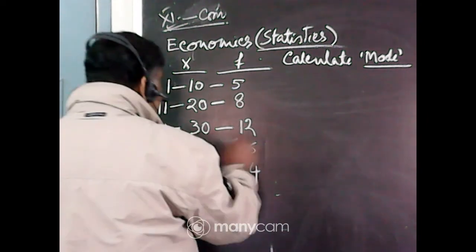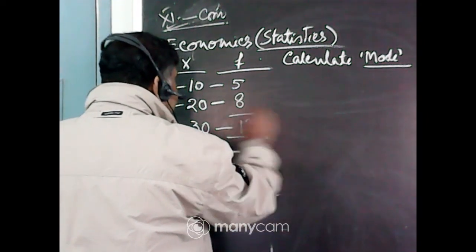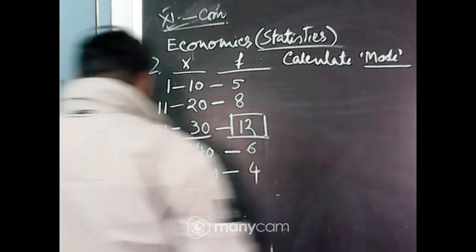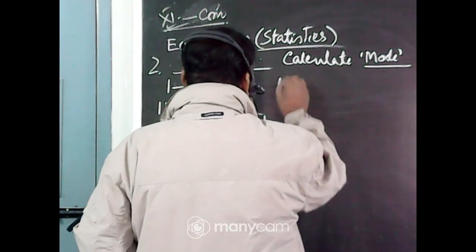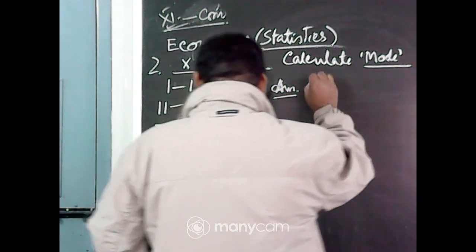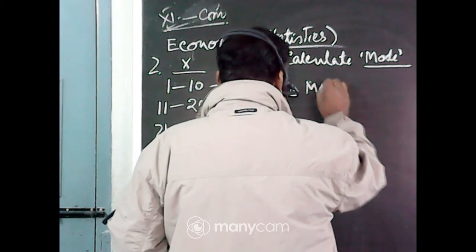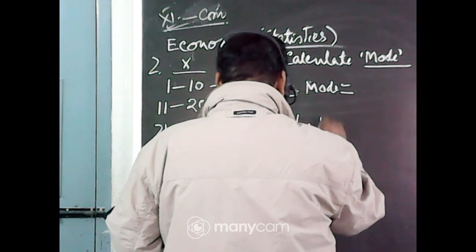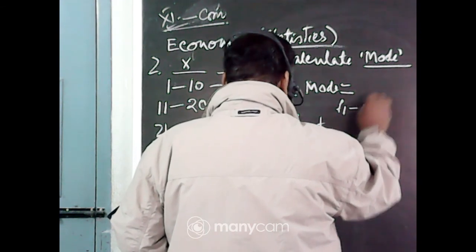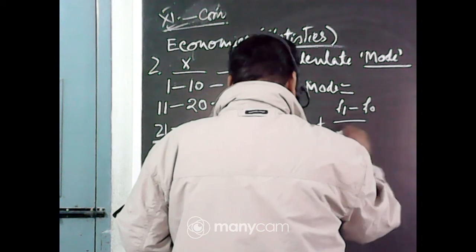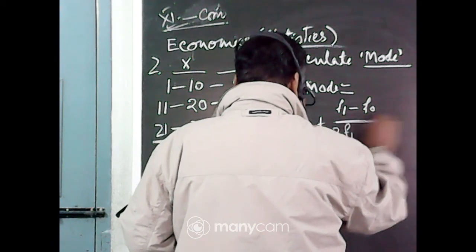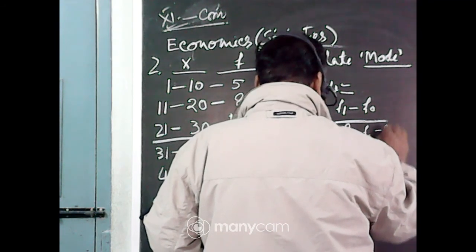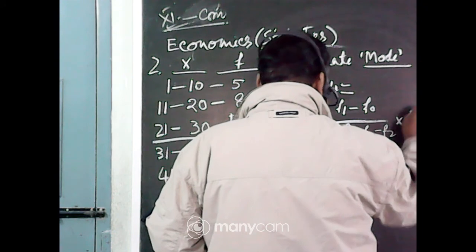Now, here is the highest number of frequencies. So, it is the modal class. So the formula: Mode is equal to L1 plus F1 minus F0 by 2F1 minus F0 minus F2, into I.